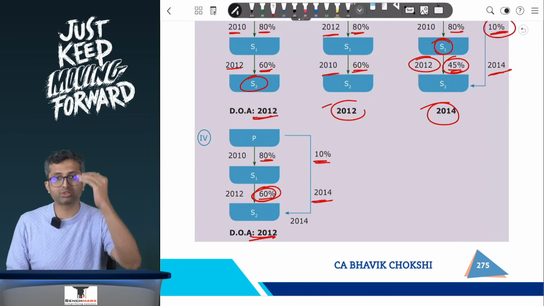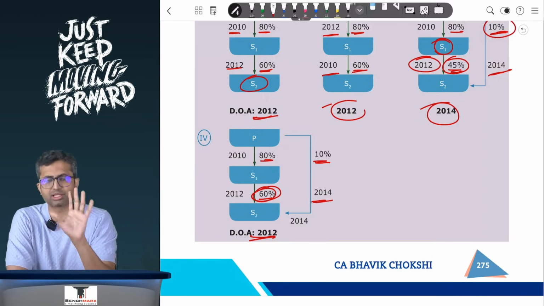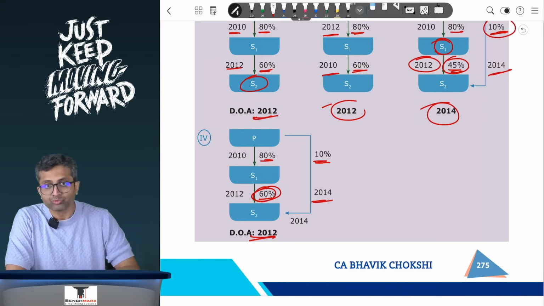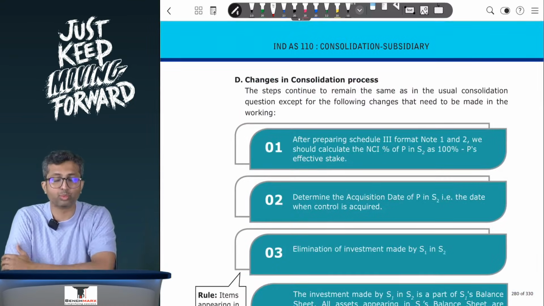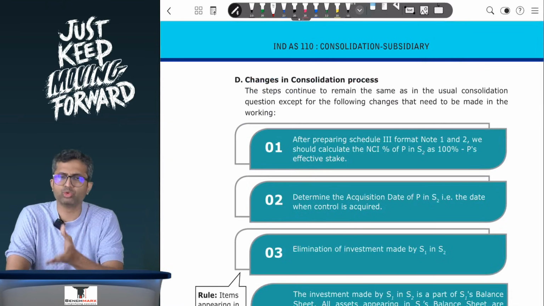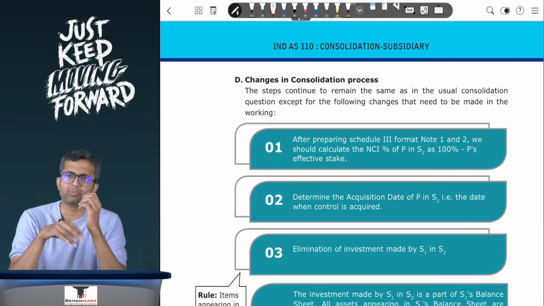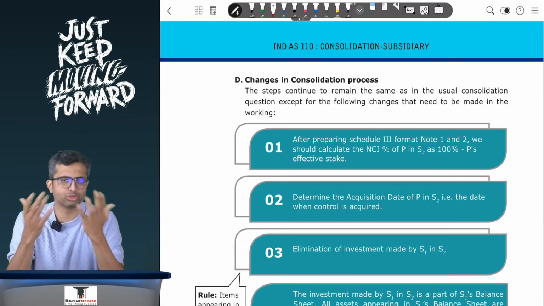So first you assess whether P has control over the chain of the subsidiary. Second, you figure out what is the NCI percentage stake, and third, you figure out the acquisition date. Fourth and the most important point over here is what are the differences when it comes to accounting? Well, when it comes to accounting, your step 1 would be preparing the balance sheet, no problem. Step 2 will be the working note on assets and liabilities. You'll have P, S1, S2, all of them, no change in that.